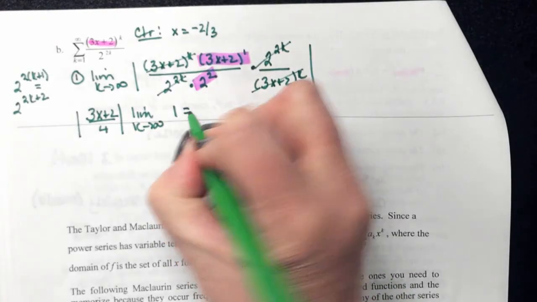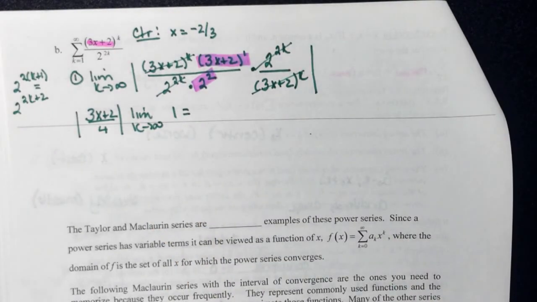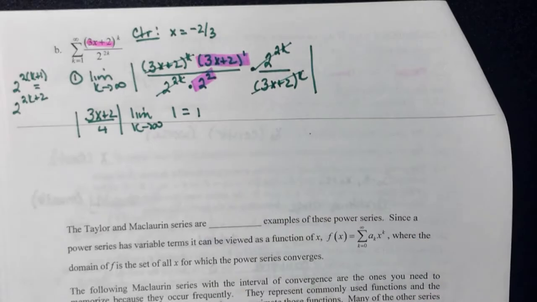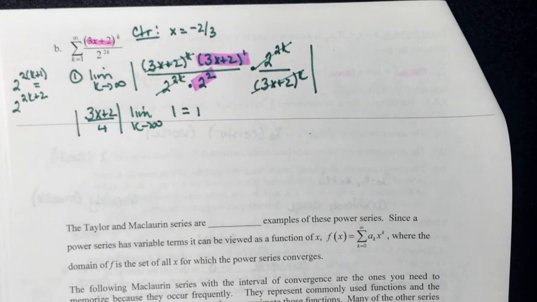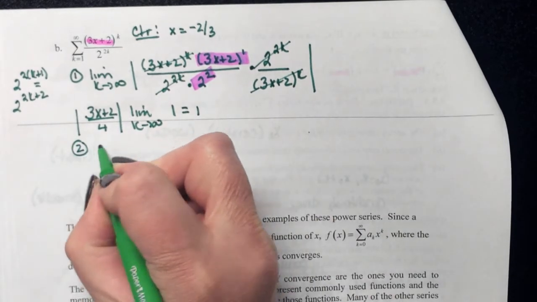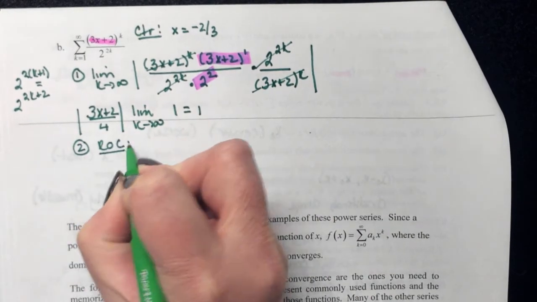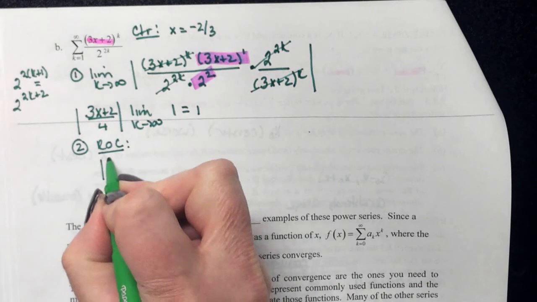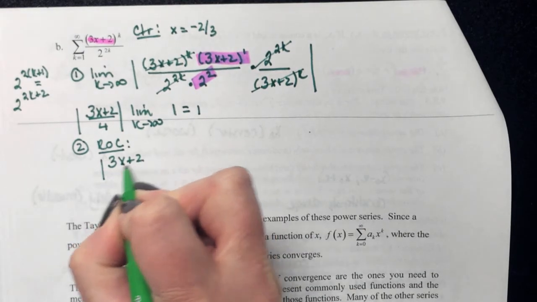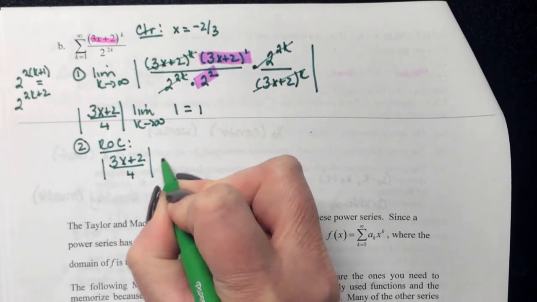So what's the limit as k approaches infinity of 1? That's just going to be 1. So what case do I have here? Best, worst, or middle of the road? Middle. You may think it's the worst case scenario, but it's the middle of the road. So again, what we have to do now is find the radius of convergence, because it's not infinity and it's not 0. So to find where it converges, I have to take the absolute value of 3x plus 2 over 4 and make it less than 1.